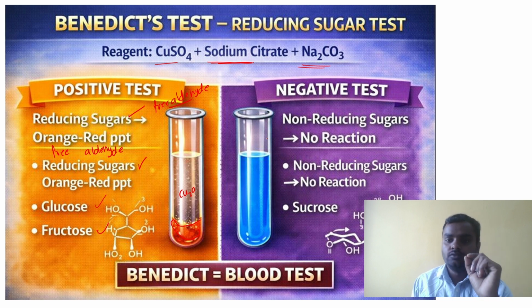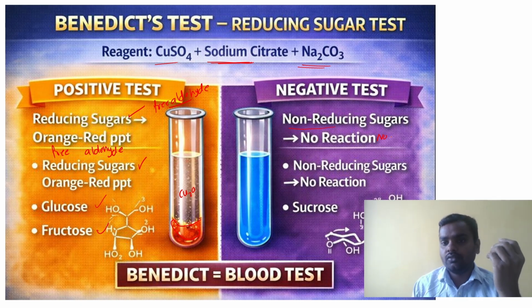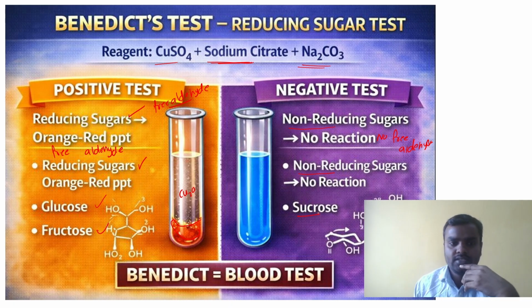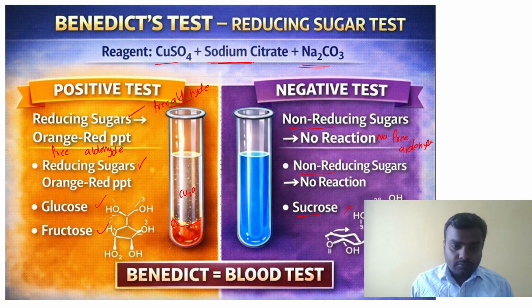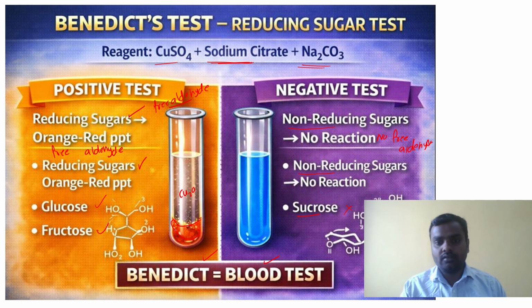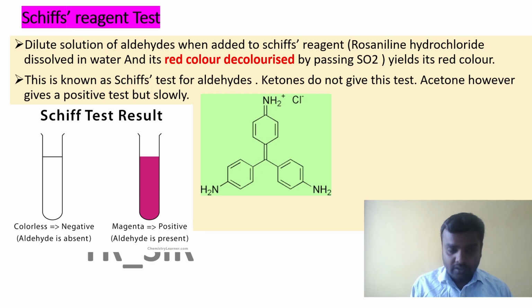Negative test: there is no reaction for benzaldehyde, meaning aromatic aldehyde. Non-reducing sugars, that means no free aldehyde groups, will give no reaction. Sucrose will also give no reaction because no free aldehyde group is present. How to remember this one? Benedict's test, blood test. That means a red-brown precipitate is coming, no? Reddish brown.